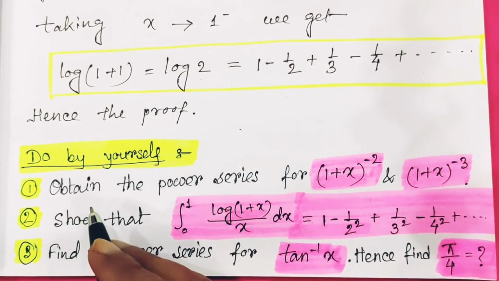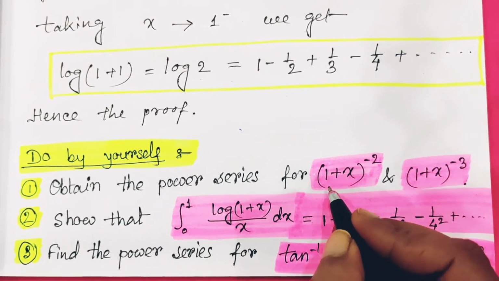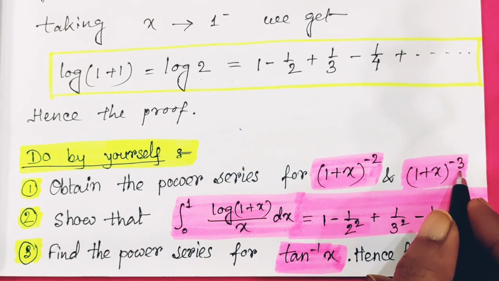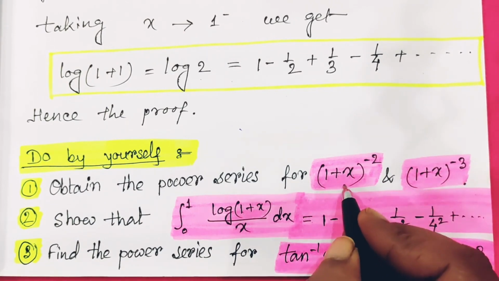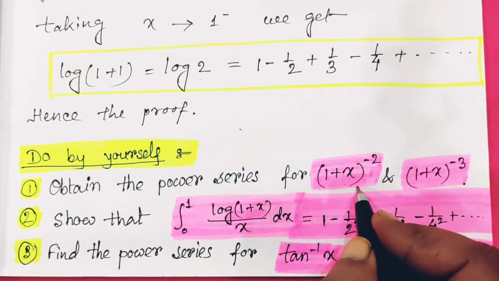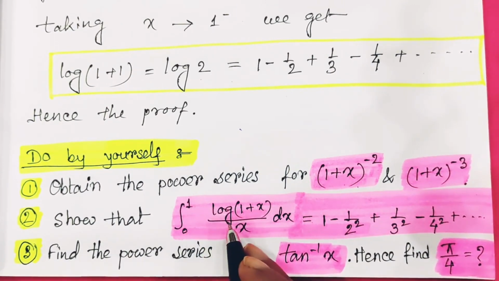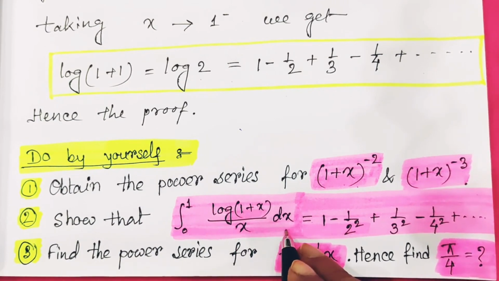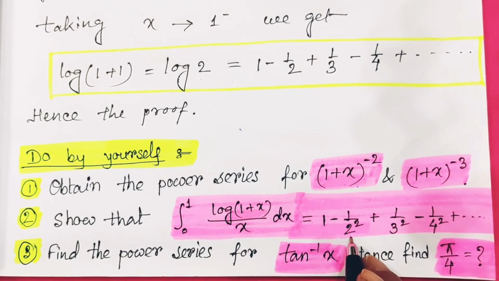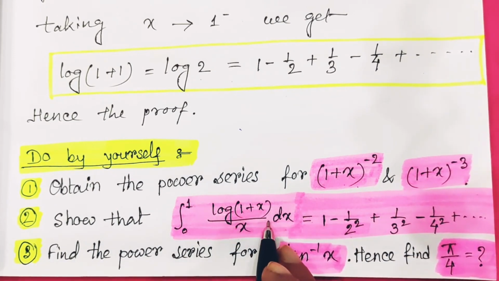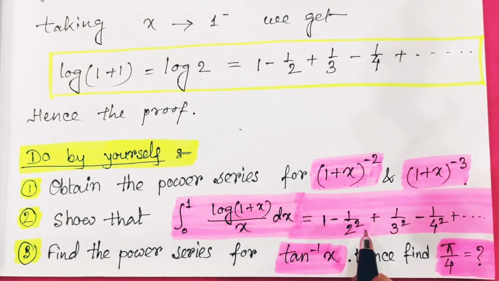So the first question is, obtain the power series for 1 plus x to the power minus 2 and 1 plus x to the power minus 3. Nothing else is given. You are supposed to find out the power series for these two using the power series. Next question is integration 0 to 1 log of 1 plus x by x dx, that is equal to 1 minus 1 by 2 square plus 1 by 3 square minus 1 by 4 square plus, this one you are supposed to show. Log of 1 plus x, this series already you know how to calculate. Now you find out this integration value.